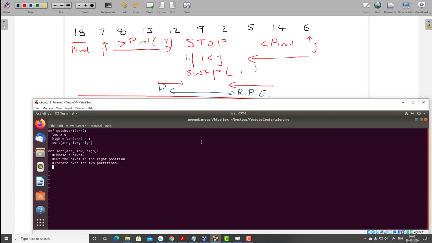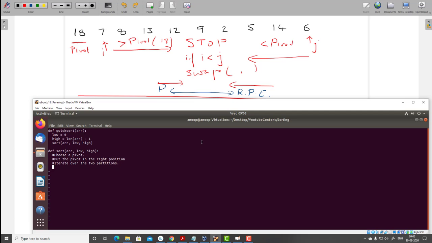So for that, forget for now how this pivot is chosen. In this case we will choose the first element, but what is more important is we have to put the pivot in the right position. But is that the part of sorting algorithm? Not really. Sorting should not be doing that. That's a different thing altogether. Iterate over the 2 partitions is what sort is doing.